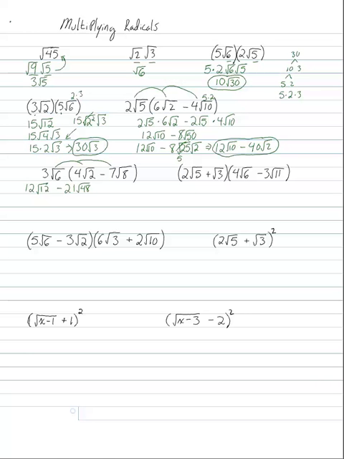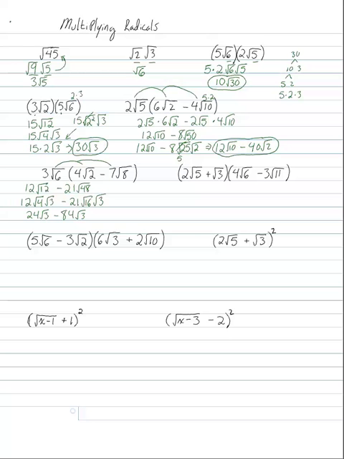So 12 could be square root of 4 times square root of 3. I got 12 still on the outside. Square root of 4 is 2, so I'm going to have 24 square roots of 3. 48 can break down a few ways. 4 goes into it 12 times. 16 also goes into it. So I'm going to do 16. And 16 will go into it 3 times. So 21 square root of 16 is 4. 21 times 4 should be 84 square roots of 3.